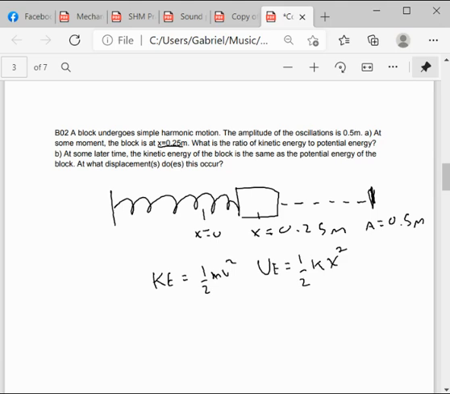So, given that you know these two, you also know that the total energy is the sum of the two, and it always ends up adding up to 1/2 k a squared.